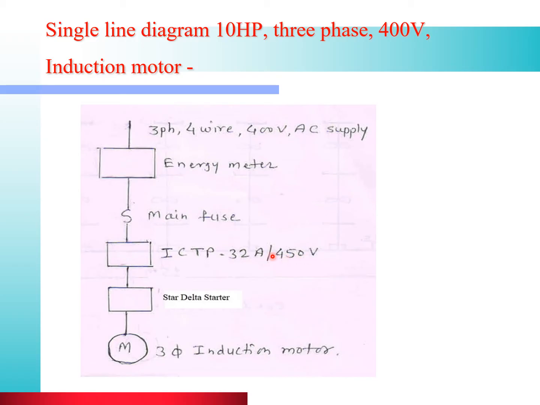It may vary. Then for starting the motor, star-delta starter is used because this is the induction motor. Then the motor symbol is given by this round circle. In between, capital M is written. It will indicate the 3-phase induction motor.